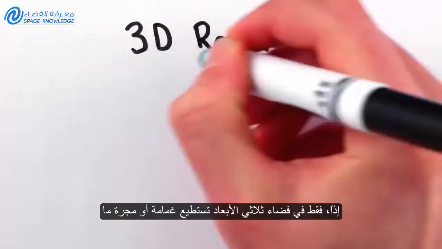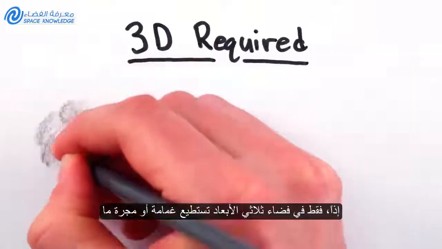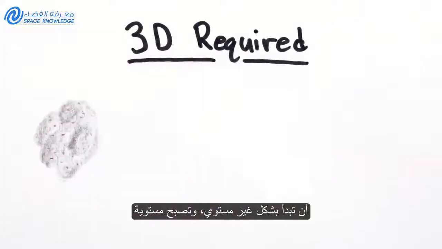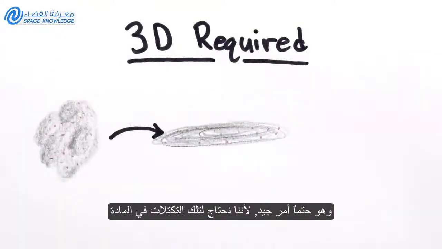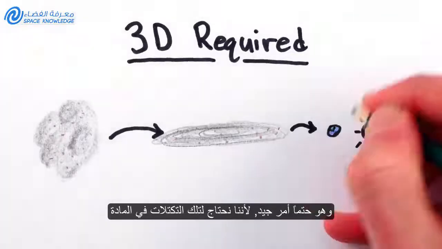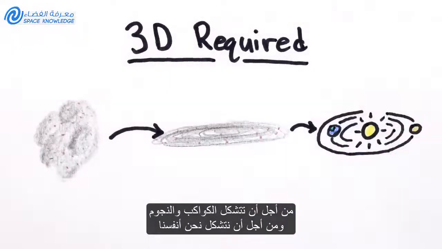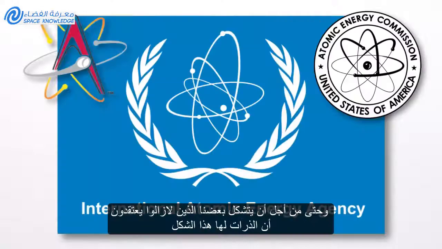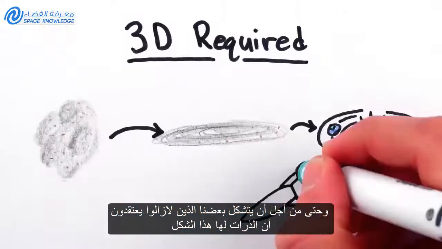And thus, only in 3 dimensions can a nebula or infant galaxy start out not flat and end up flat, which is definitely a good thing because we need all that matter to clump together in order for stars and planets to form, and for us, even those of us who think atoms look like this, to exist.